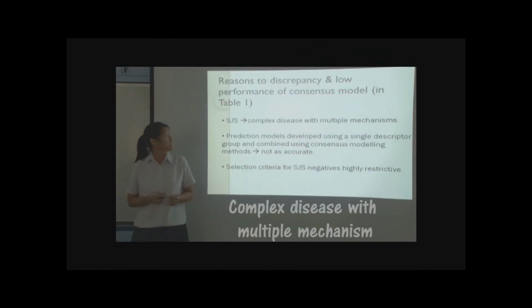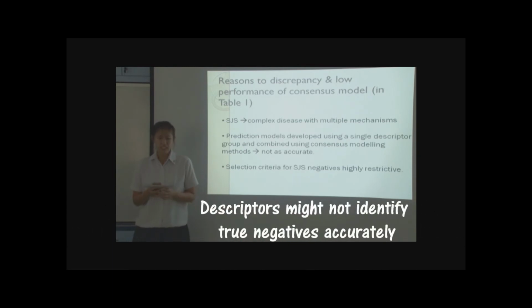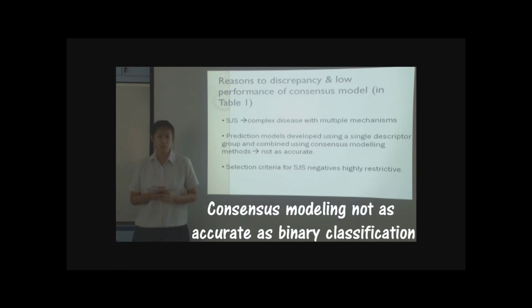SJS is a very complex disease with multiple mechanisms. Thus, the current set of chemical descriptors might not be able to identify true negatives accurately. Second, prediction models were combined using consensus modeling methods. Thus, it may not be as accurate as compared to binary classification.